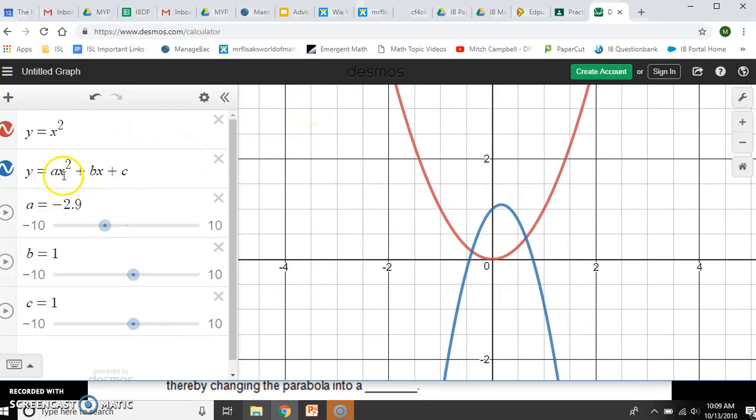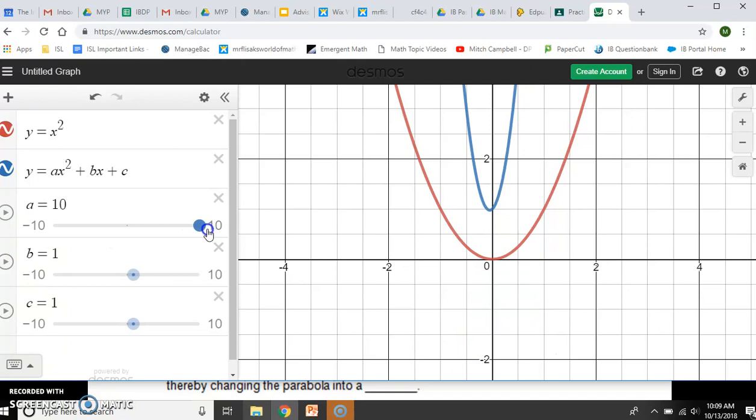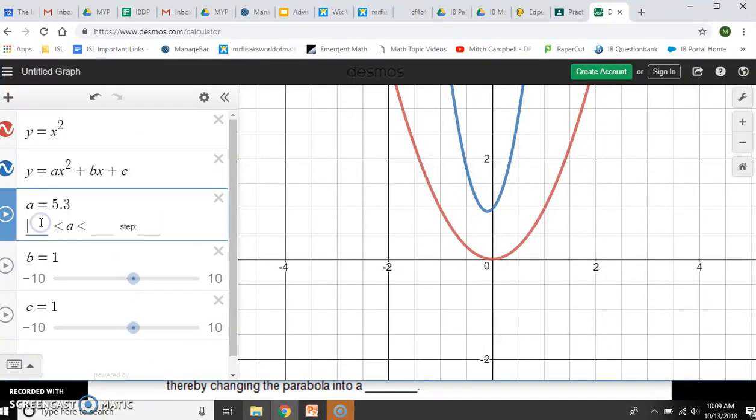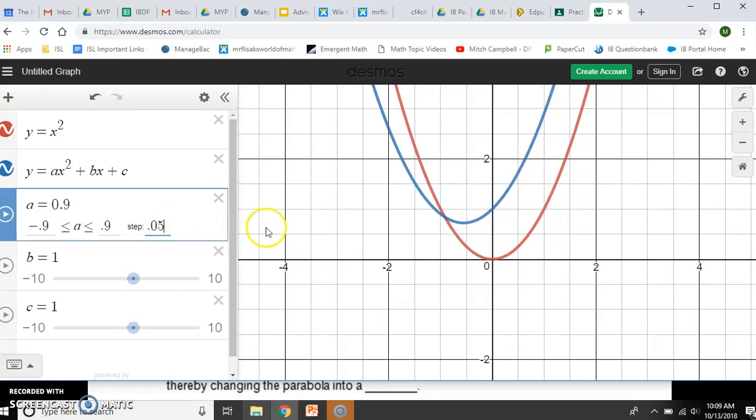So I'm going to change something on here to help us with that. Notice these numbers here. Right now I can make a go all the way to 10 or negative 10, but I'm trying to see now a values between 0 and 1 on the positive and negative side. So I'm going to click on that. I'm going to put negative 0.9, that's fine. And here I'll put positive 0.9. That means when I slide the a, it's now only going to have a values between negative 0.9 and positive 0.9. And the step here tells me how much it's going to change as I slide it. So I'm going to put 0.05.